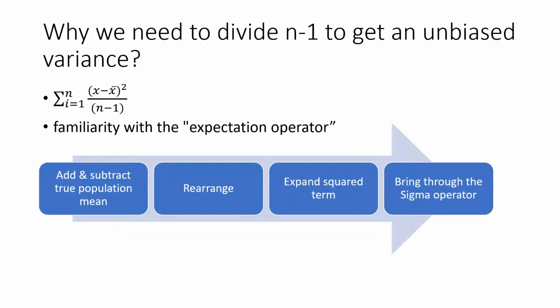To prove that you need to have n minus 1 in the denominator requires basic familiarity with the expectation operator. You add and subtract the true population mean inside the brackets of the squared term, rearrange them, then expand the square before bringing through the sigma operator.